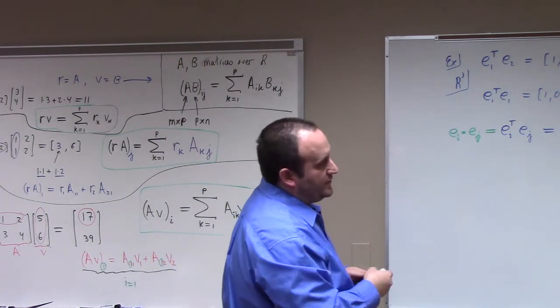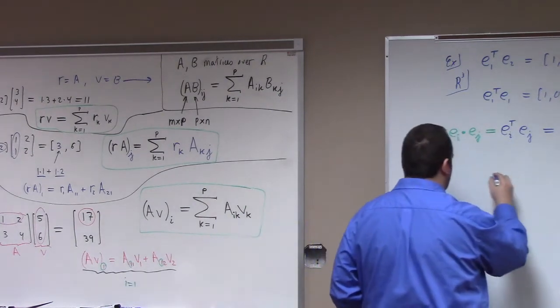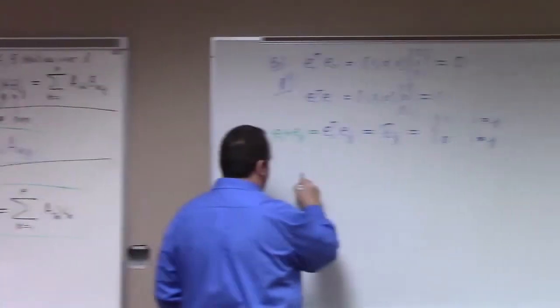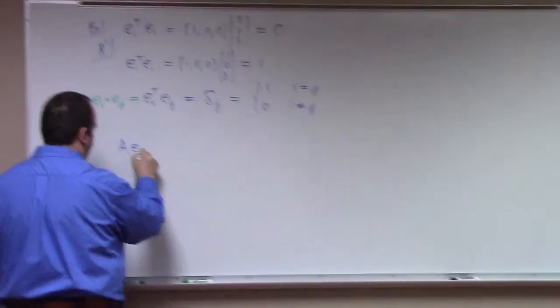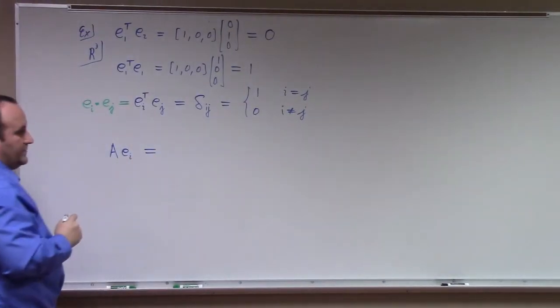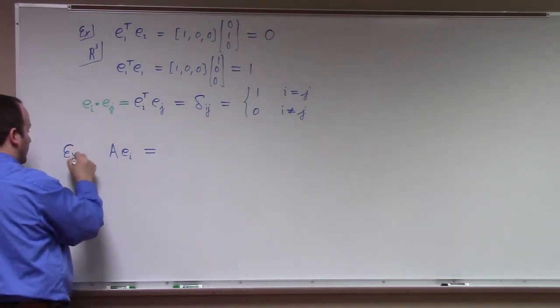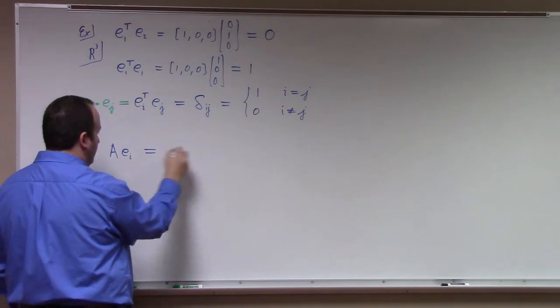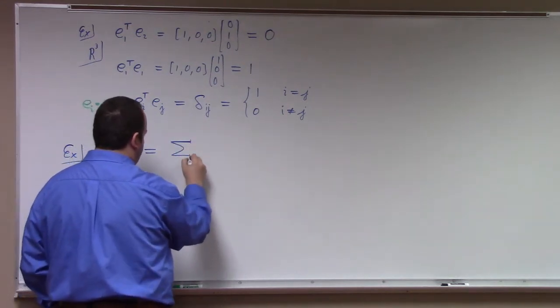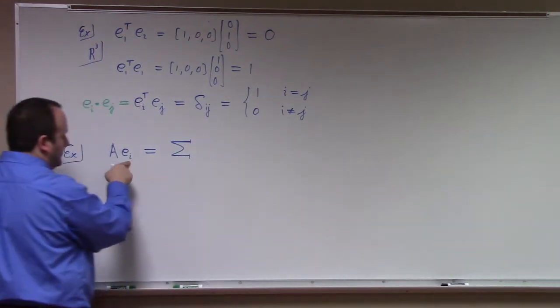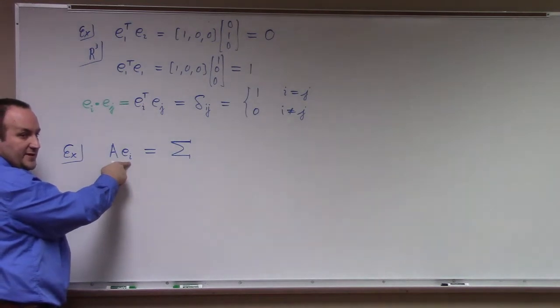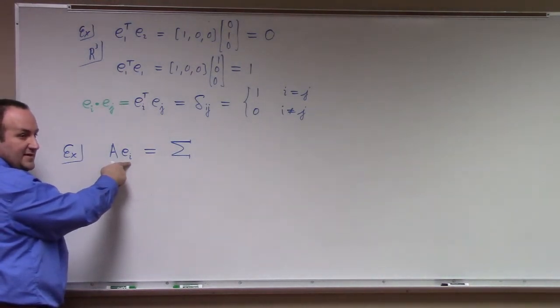Okay, so let's try out. Let's calculate what is A times EI. I'm going to try to use some of those things together, just to show you how we can do these kinds of calculations. Now, I said that A is what? It's the sum. Oh, let me, instead of doing EI, pick any other letter other than I and J. What do you guys want? Anything but I and J.